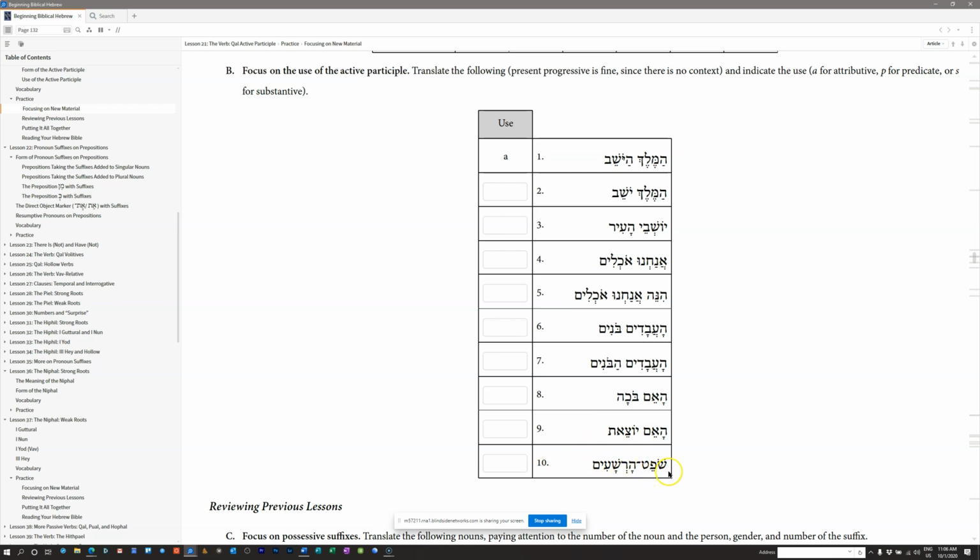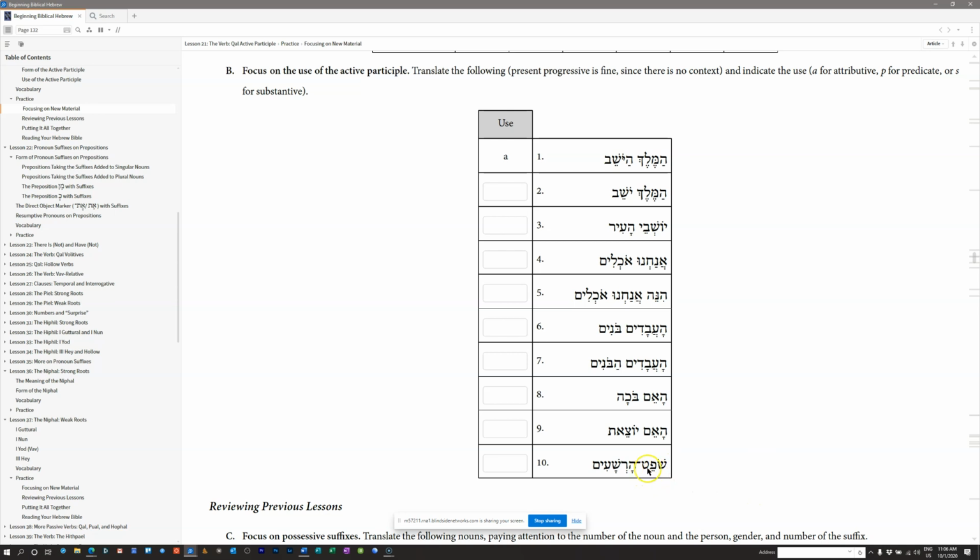And then number 10, shofet. So shofet is actually often treated as a noun. It is a participle. It's an adjective that describes someone who judges, so the judging one. But often shofet just means judge. Okay, the judge is the judging one. It is the one who judges.